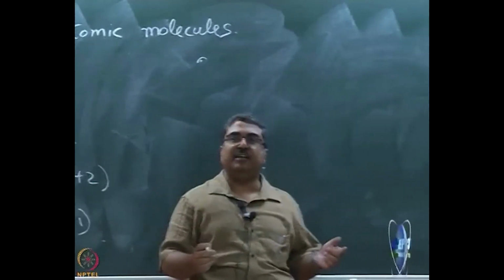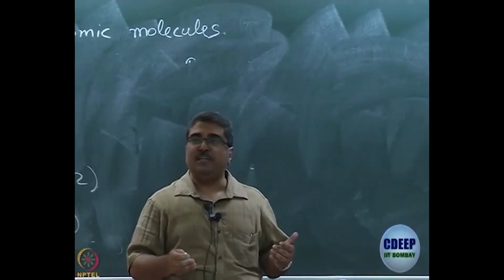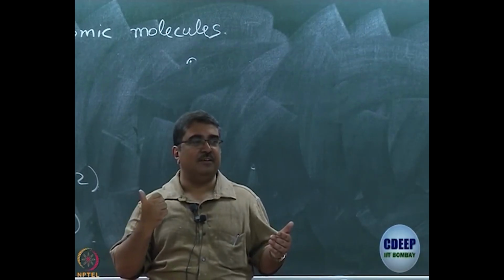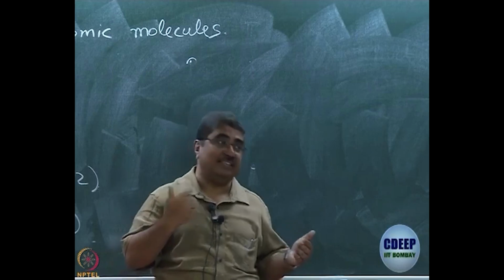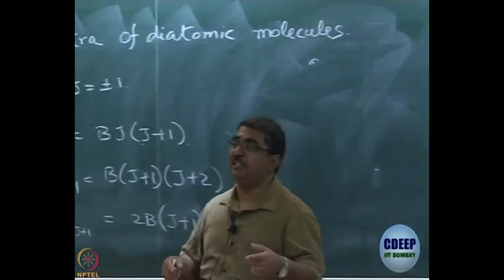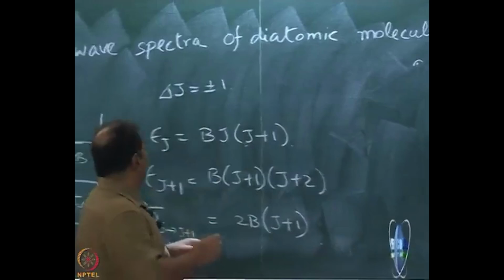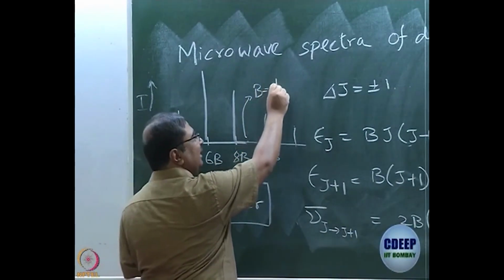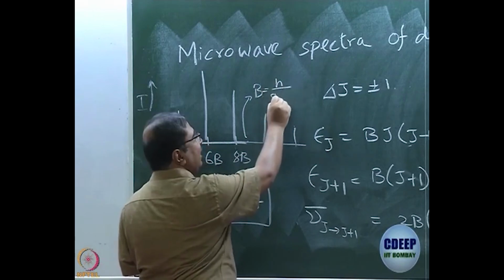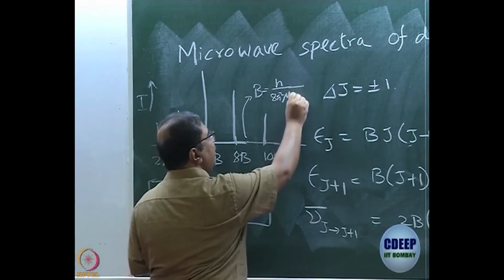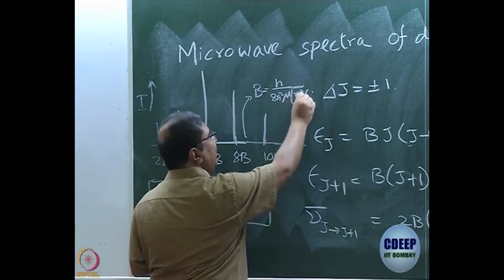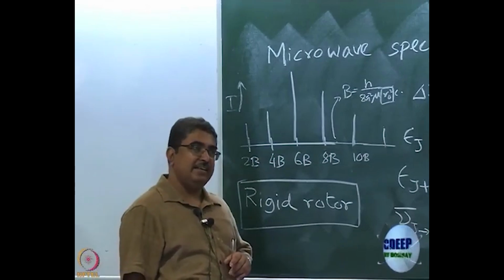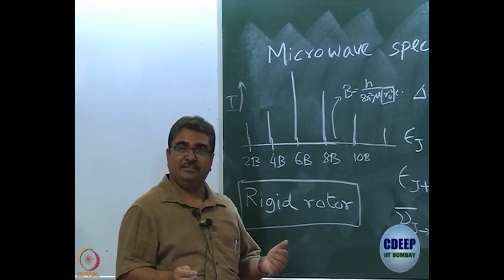To repeat something we have done already, what is the molecular property about which we can get information from this spectrum? Bond length, not bond strength. Bond strength comes from the vibrational spectrum. Bond length, why? Because each of these gaps is 2B, and B is h by 8 pi square mu r0 square c. The only unknown is r0. r0 is basically the bond length, right? So, we can actually determine bond length.